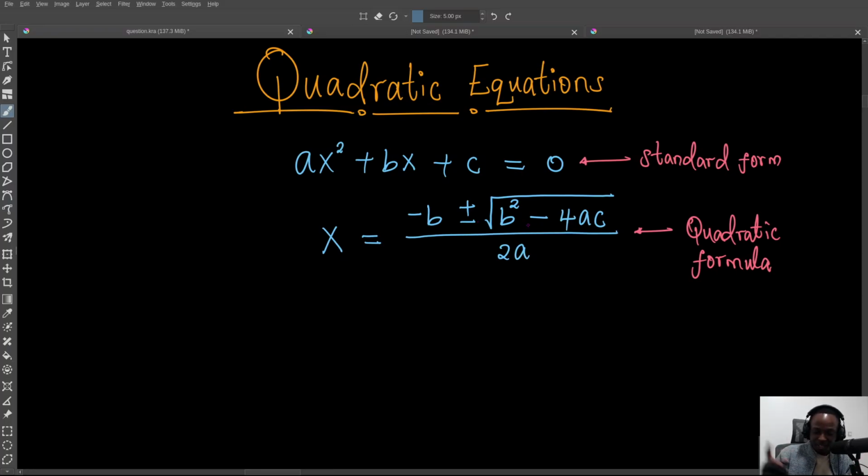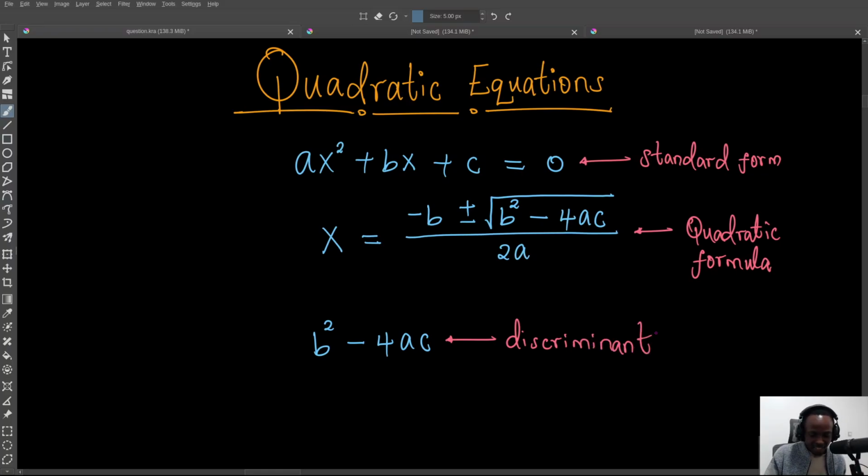But I'd like to take a minute and talk about this value of b squared minus 4ac, the one we are finding the square root for. So we want to talk about b squared minus 4ac. This one, mathematicians call it the discriminant. So this is the discriminant. And in the quadratic formula, we are taking the square root of that discriminant.